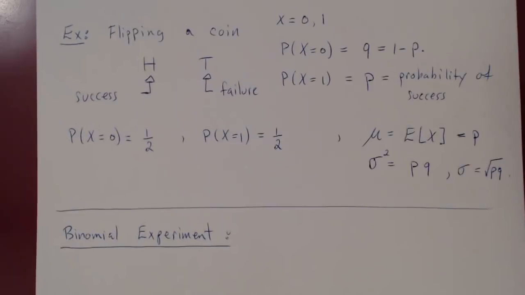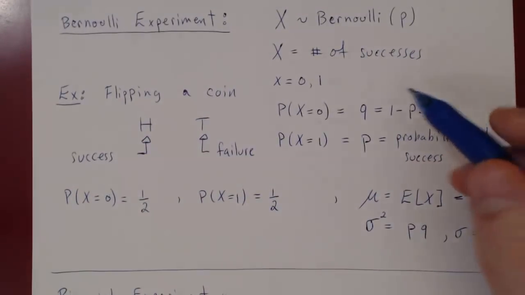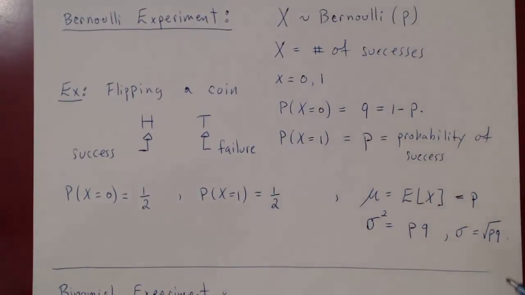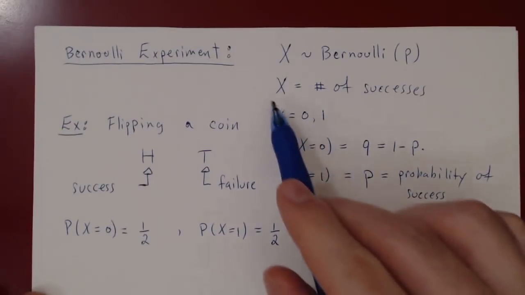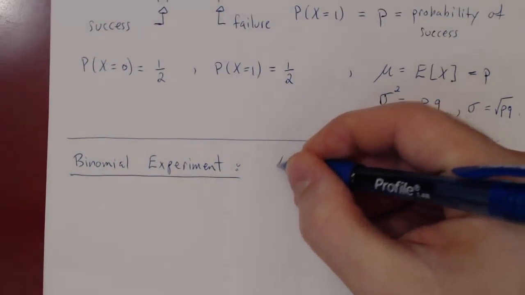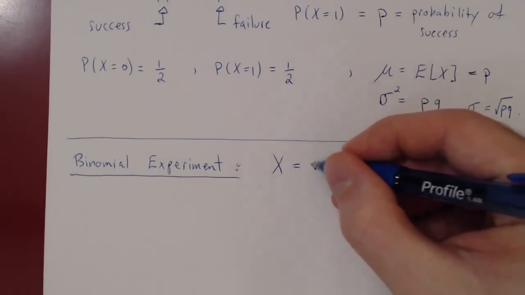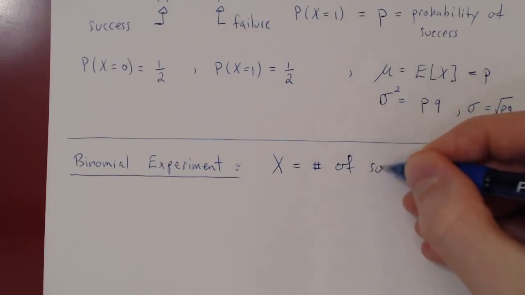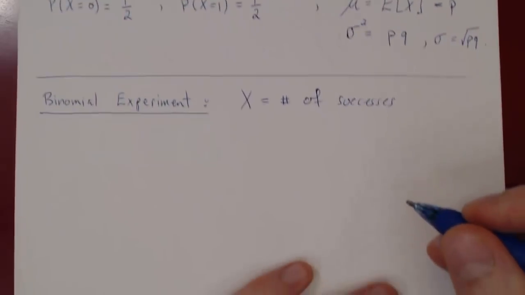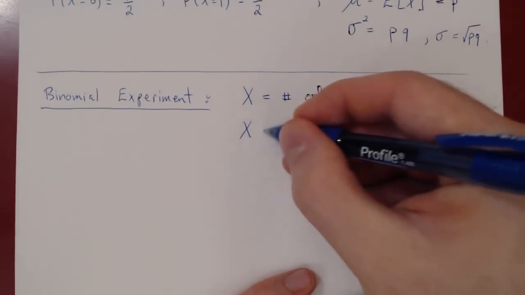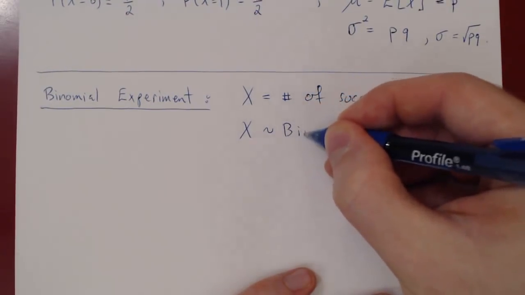And again, all it is, we repeat a Bernoulli experiment, so an experiment where we either observe success or failure, and we repeat this experiment several times, any number of times. And as before, x will be the total number of successes. So we will write x being the number of successes, and we will say that x follows a binomial distribution.